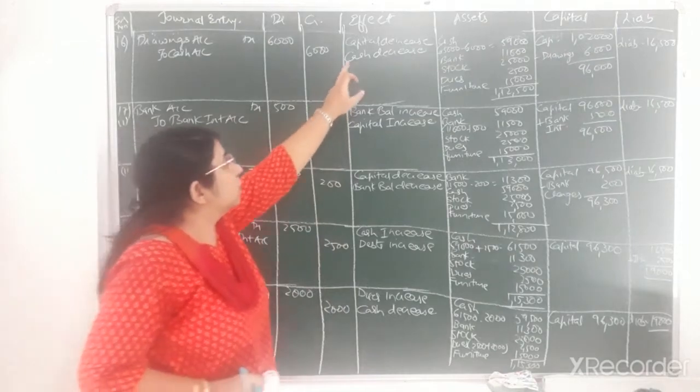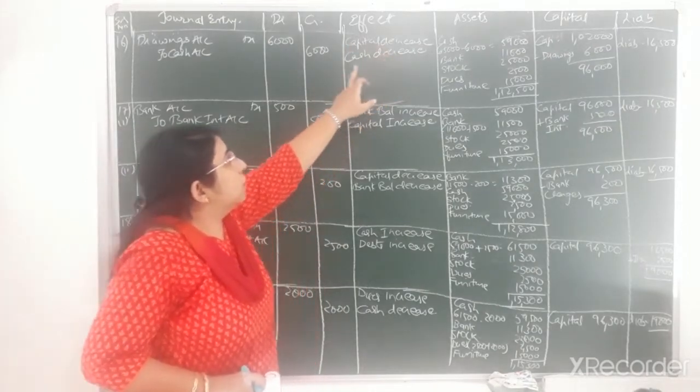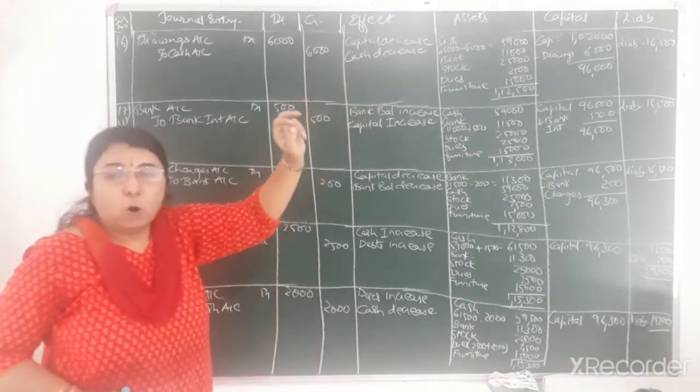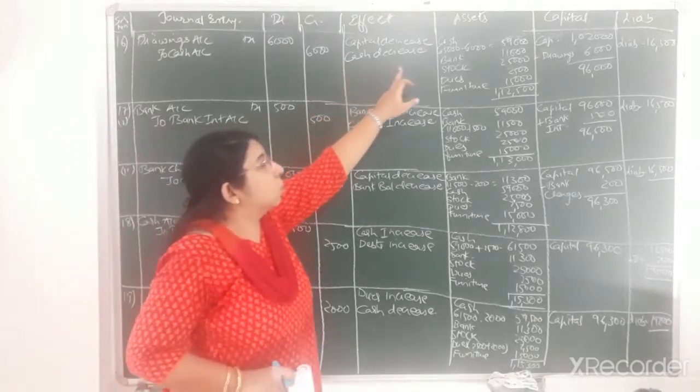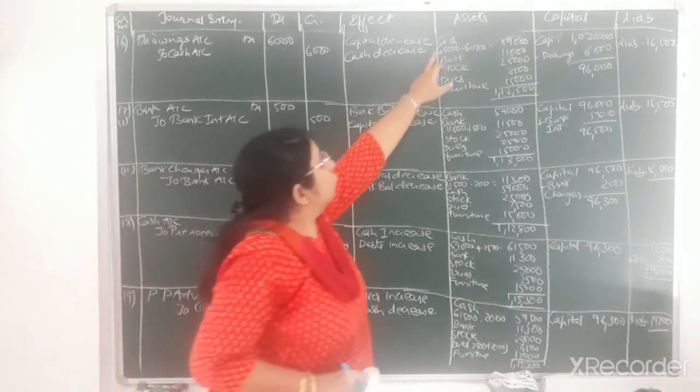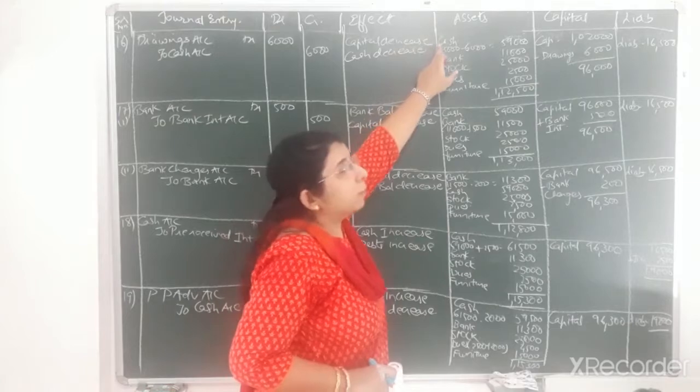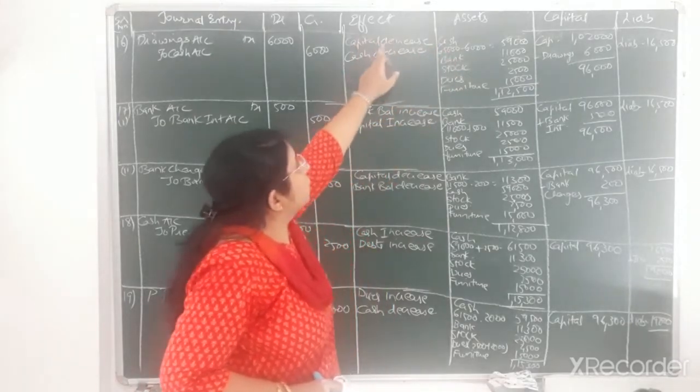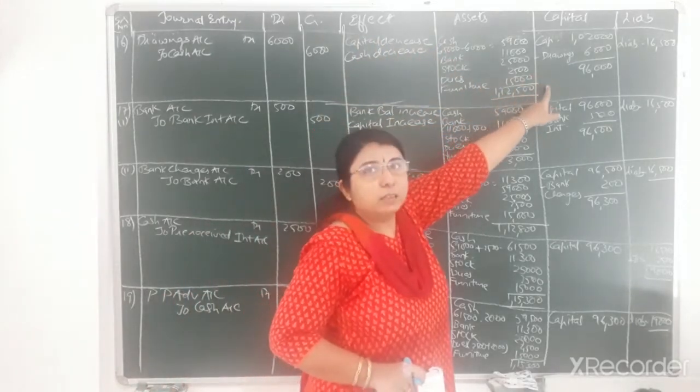So the effect you can see, capital will decrease, and due to payment of college fees in cash, cash will also decrease. So first, the cash will decrease, that would come in assets, and the second one, capital decrease, that would be the effect in the capital.